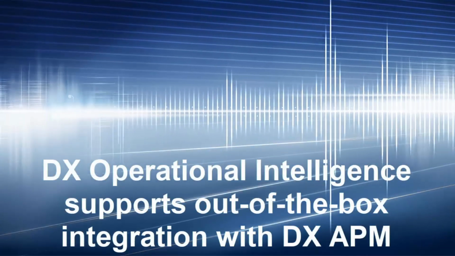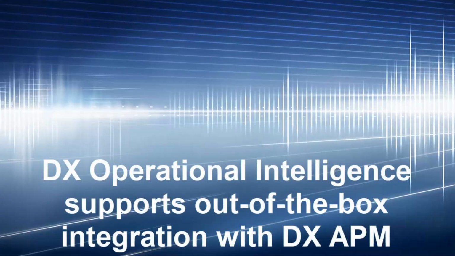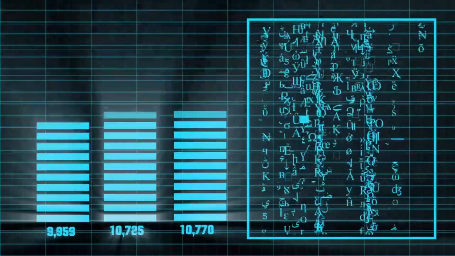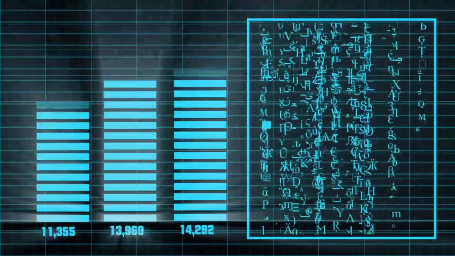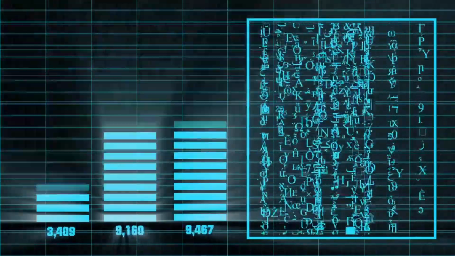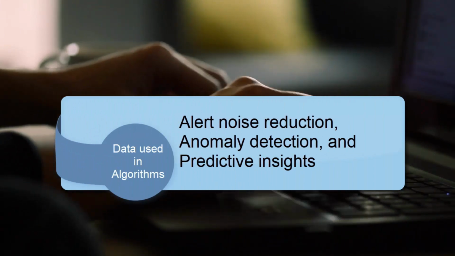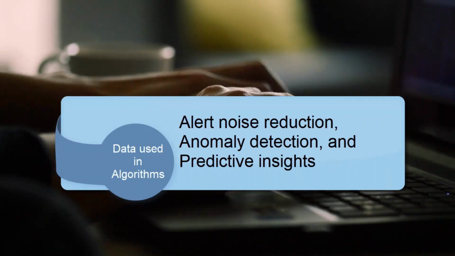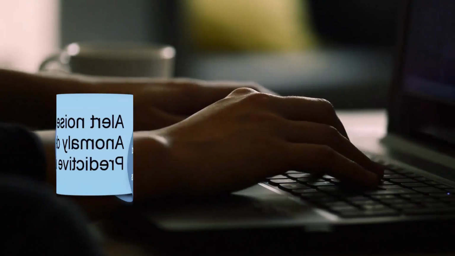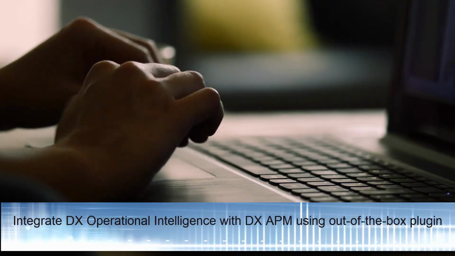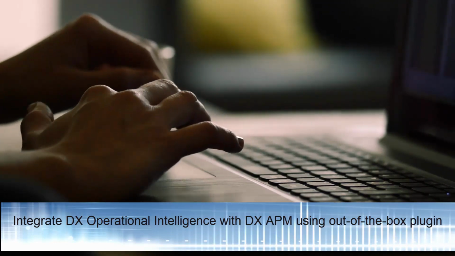DX Operational Intelligence supports out-of-the-box integration with DX APM. This integration enables real-time ingestion of DX APM monitored elements, alarms, and metrics into the DX OI data lake. The data ingested can then participate in the out-of-the-box algorithms for alert noise reduction, anomaly detection, and predictive insights. In this video, you will learn how to integrate DX APM and DX Operational Intelligence using the out-of-the-box plugin in DX APM.